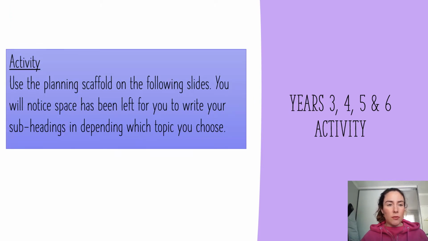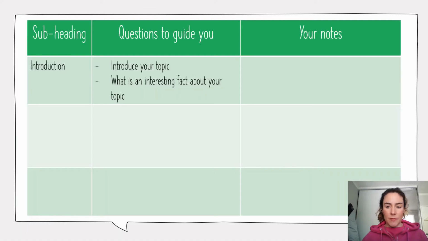All right, so on the following slides is a planning scaffold that you can use. You'll notice that space has been left for you to write your own subheadings in depending on which topic you choose. So let's have a look now. All right, so you can see here I've got the introduction and the questions to guide you are introduce your topic. What is an interesting fact about your topic? You don't have to write questions to guide you in these boxes once you've got your other subheadings, but if you find that easier, it might help you guide your thoughts. Answering the questions you can. If not, you could just use the two box spaces for your notes. It's up to you, or you just put your subheading and then skip to the notes section over here.